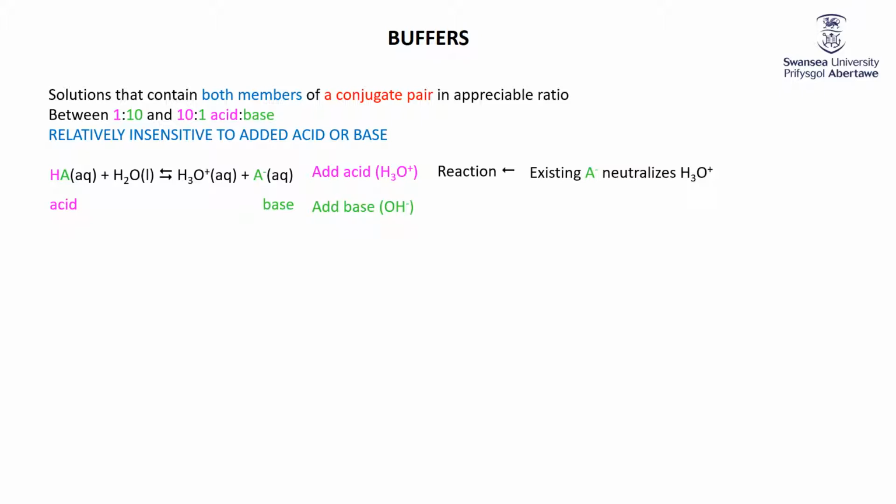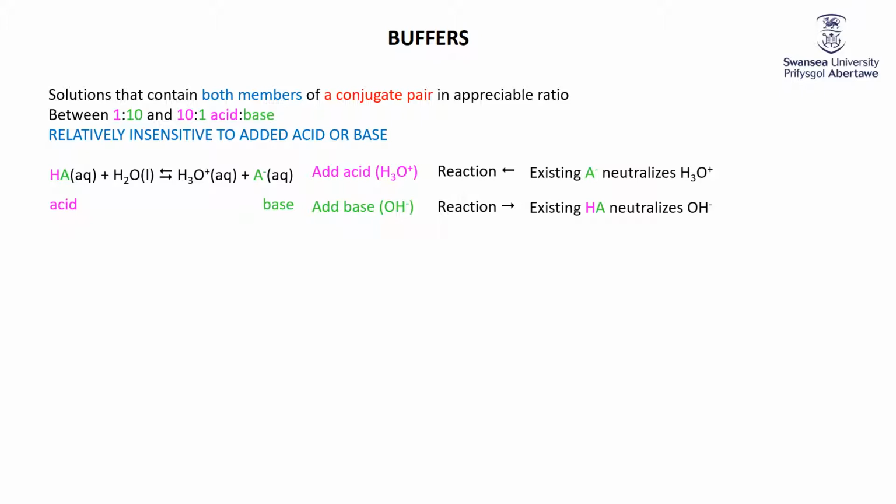Same idea if we add a base, OH-. If we add a base, then the reaction is going to go to the right, because that base is going to react with some of the existing H3O+ that comes from that HA. When the base reacts with HA, it drives the reaction to the right. The existing HA neutralizes the OH- that you added, and so that OH- is gone. It's not going to change the pH too much.